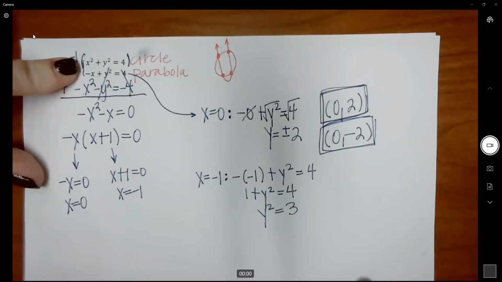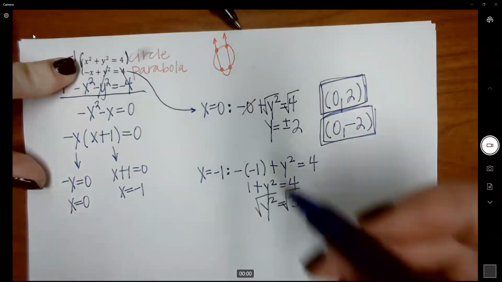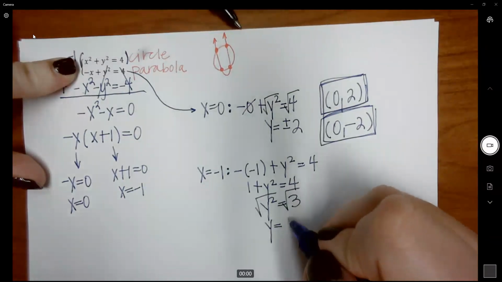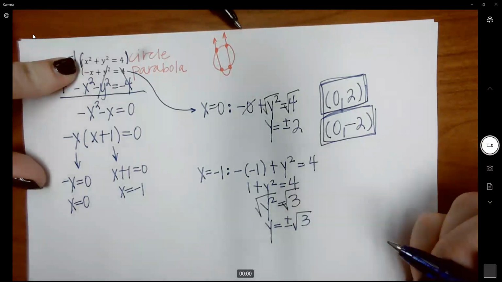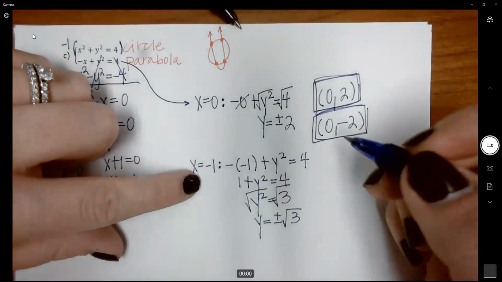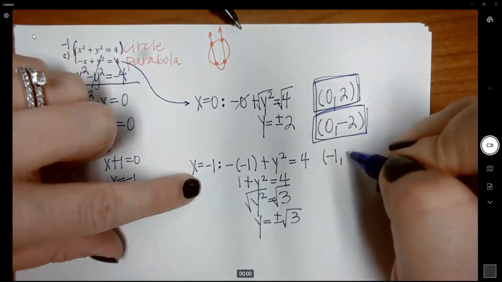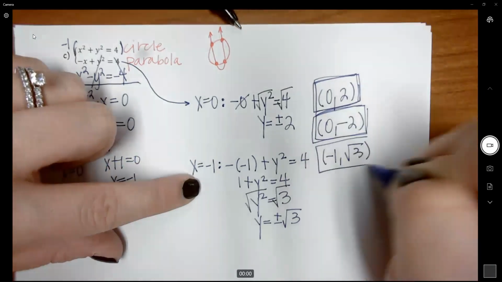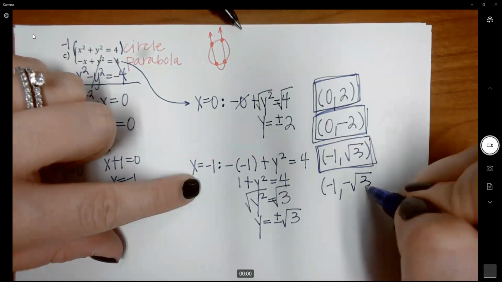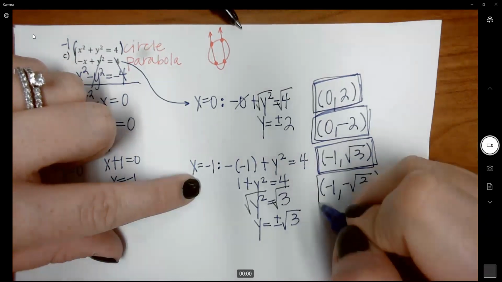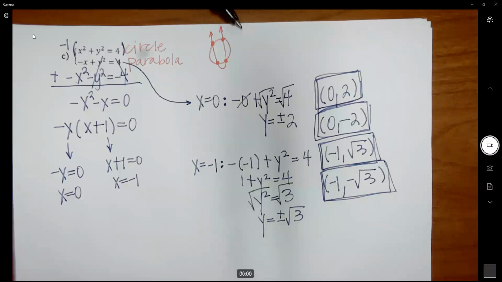The opposite of squaring y is to take the square root. So now we get y equals not just the square root of 3, but also the negative square root of 3. So plus or minus square root 3. So when x is -1, we get -1, square root 3. And we get -1, comma, negative square root 3. So like this, we're going to get 4 different solutions.